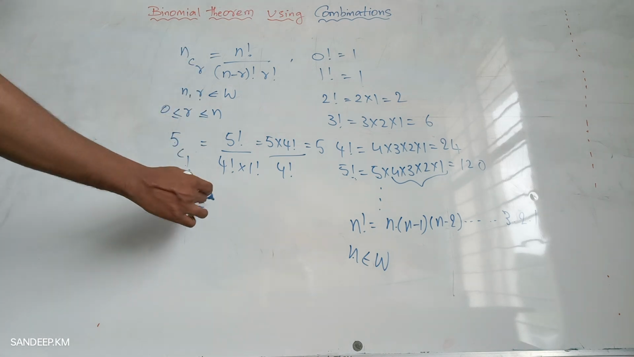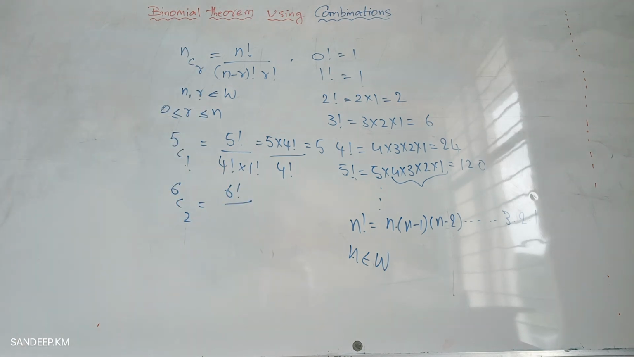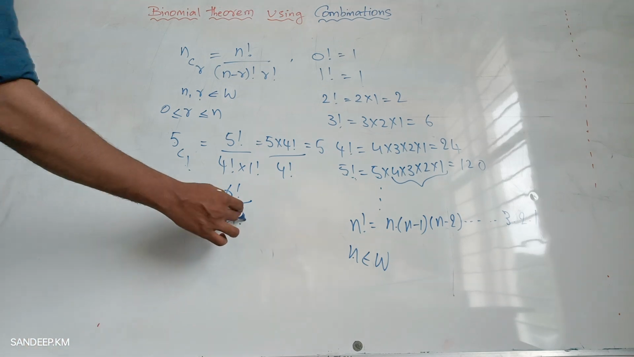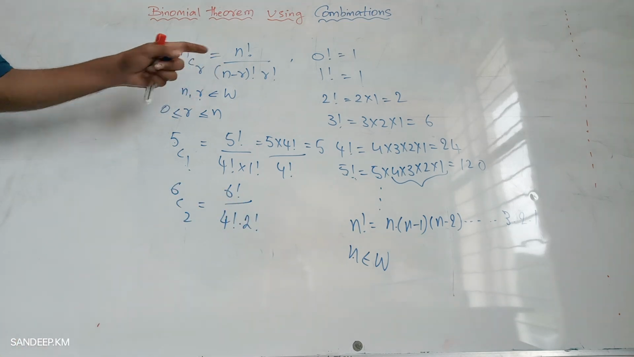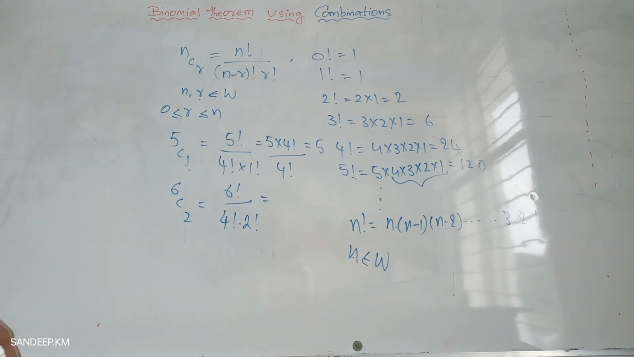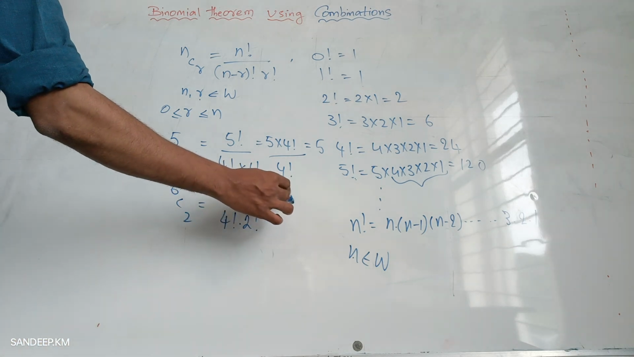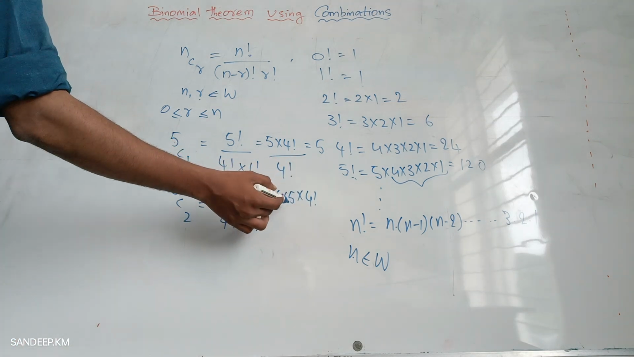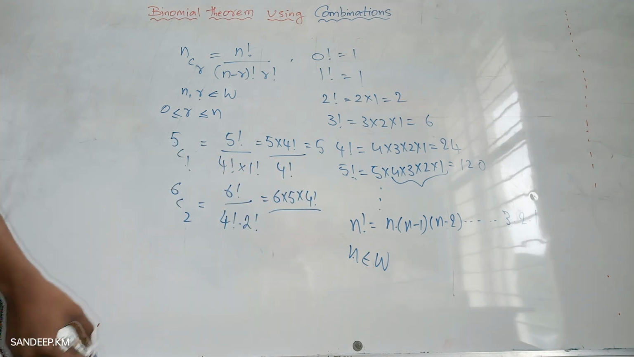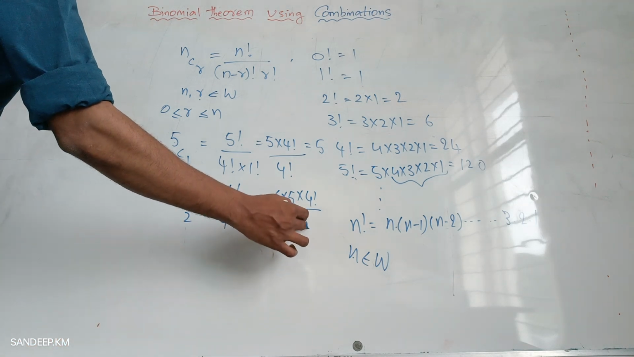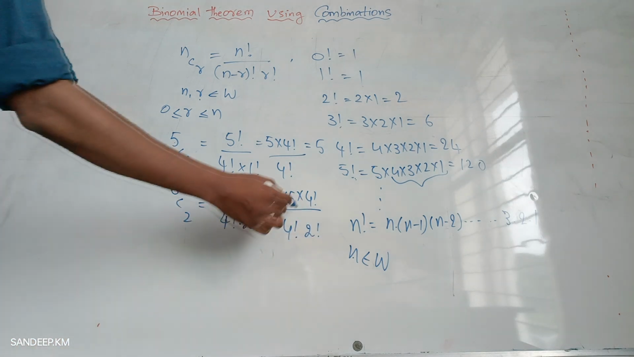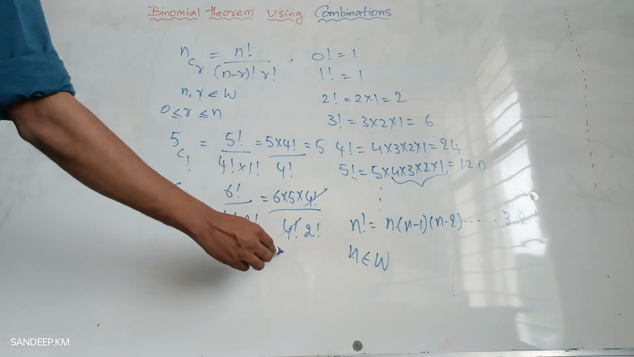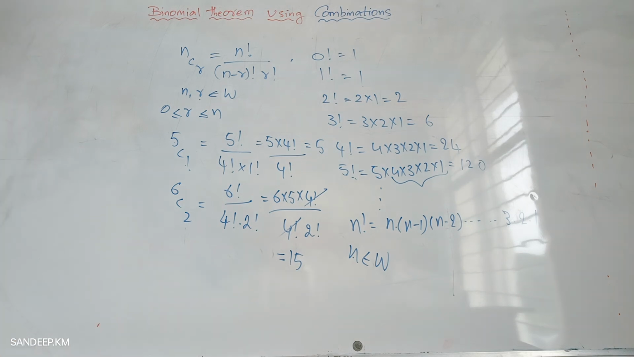Next, for example, 6C2 is there. According to this formula, 6 factorial by 6 minus 2 is 4 factorial into again 2 factorial. I am just using this formula. So you can write 6 factorial as 6 into 5 into 4 factorial, and in the denominator we have 4 factorial into 2 factorial. So 4 factorials will get cancelled. 2 factorial is 2. So you will get 15. So 6C2 value is 15.